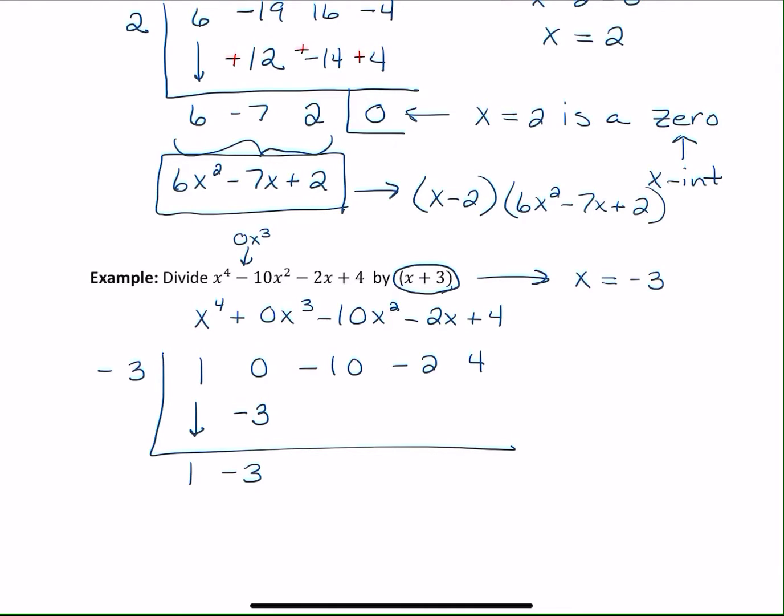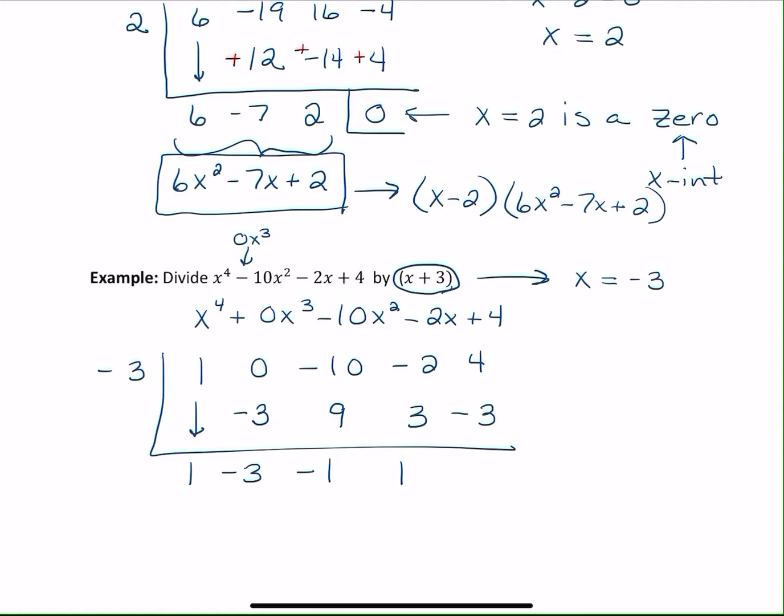Multiply. Negative 3 times negative 3 is positive 9. Line that up underneath and then add again. That's going to give me a negative 1. So negative 3 times negative 1 is positive 3. Add again. And that'll give me 1. Multiply.